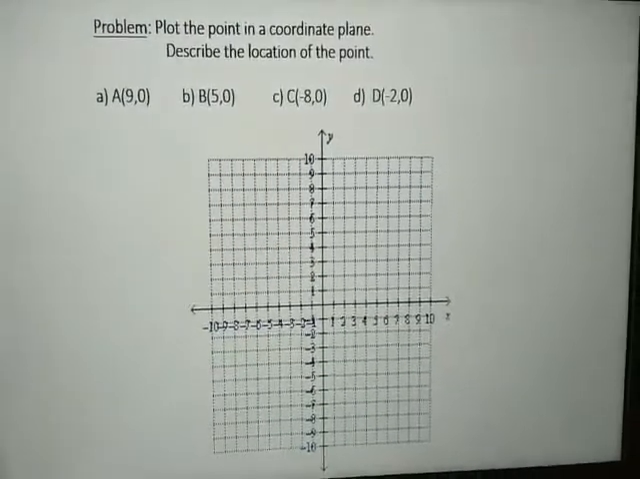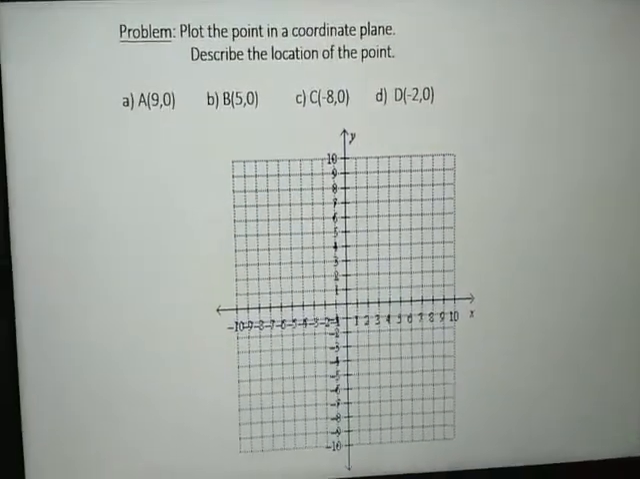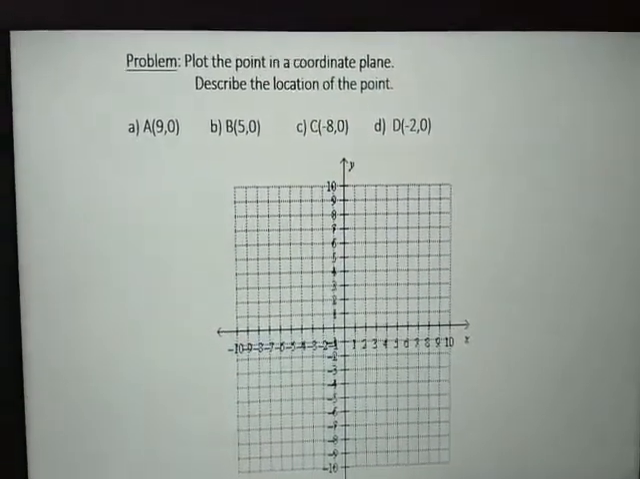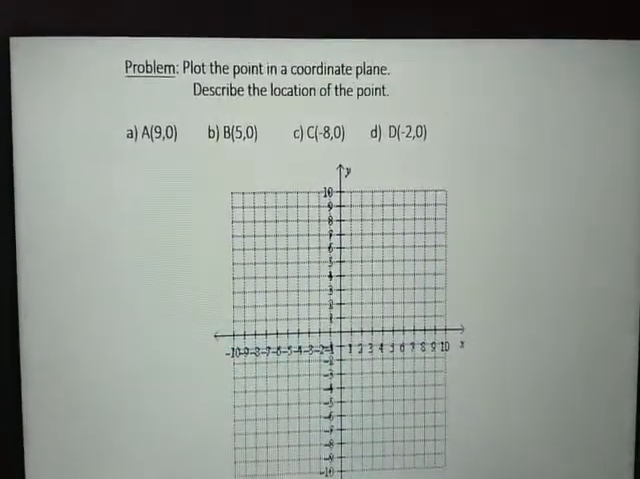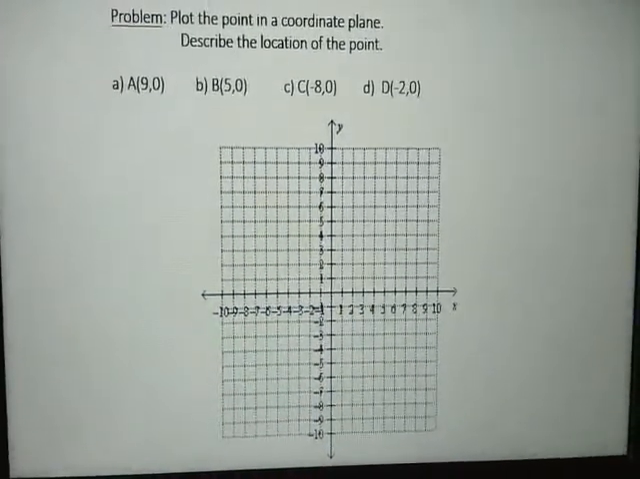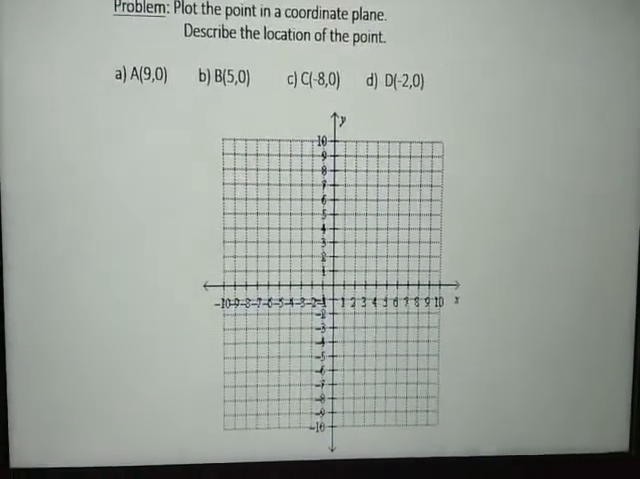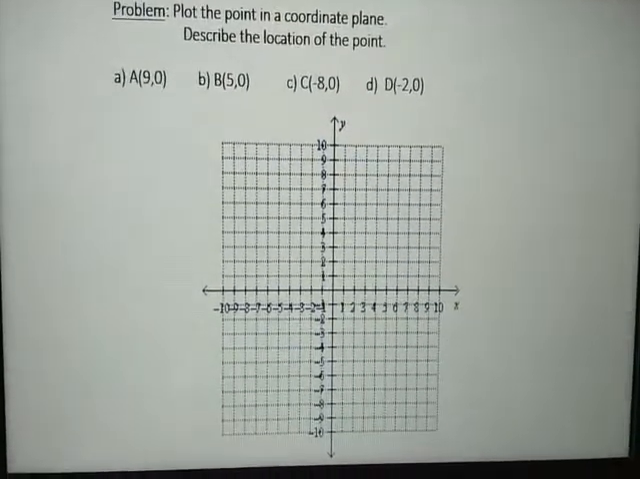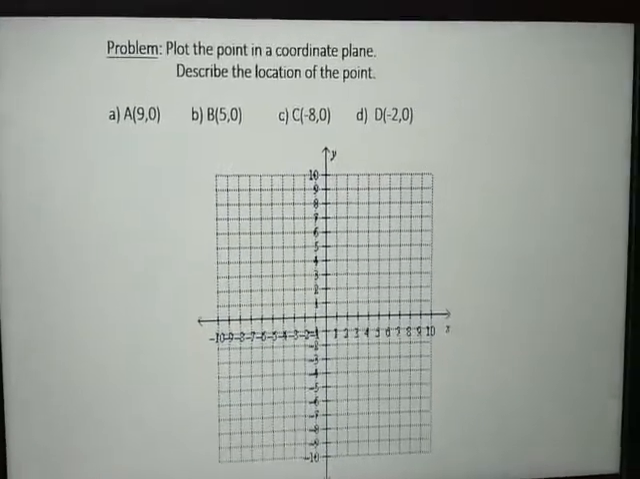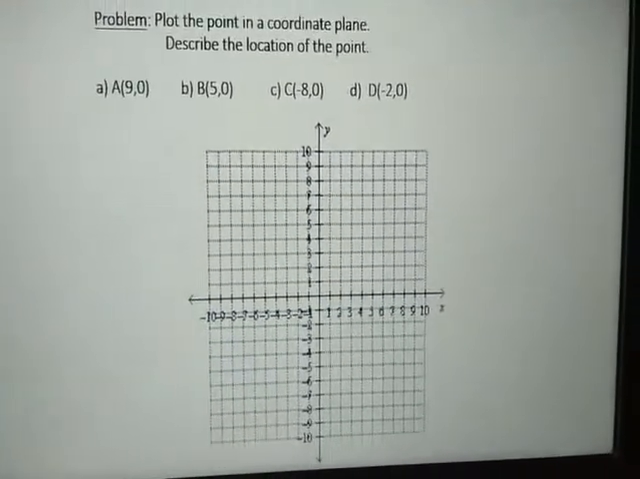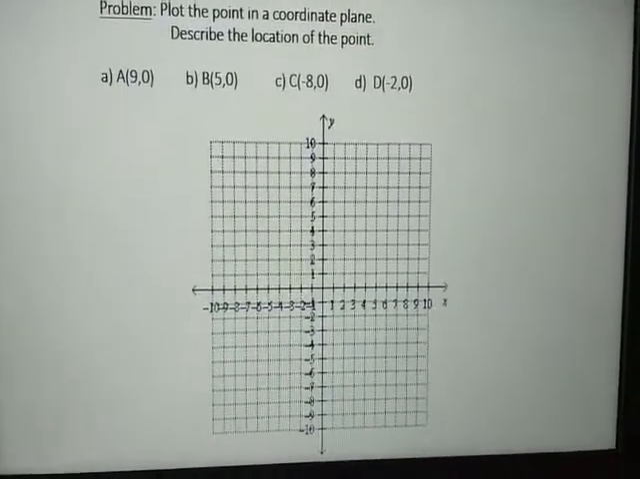Now let us go to the other example. In the previous problem, the abscissa is 0. If we observe this problem, the points given are (9, 0), (5, 0), (-8, 0) and (-2, 0). Here if we observe, the ordinate value is 0 in all the points.